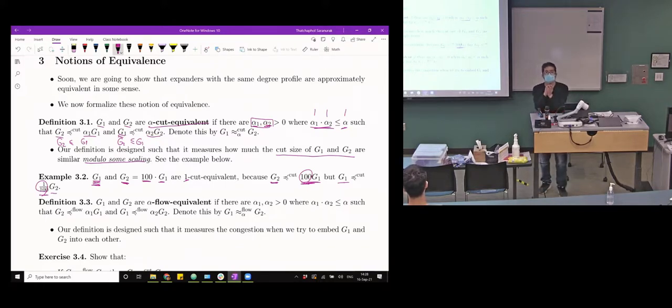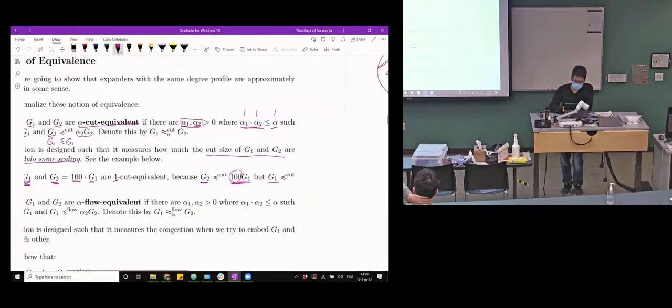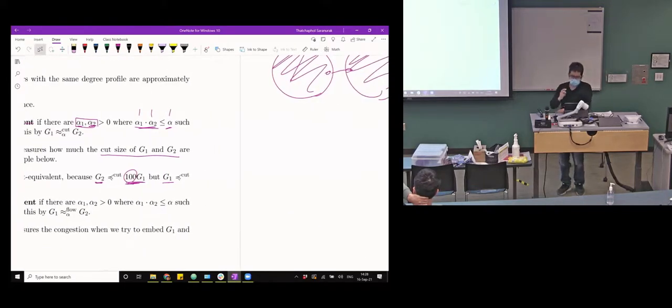Can't you just make one of the constants big enough and always get one? The two graphs are structured differently, and some cuts may differ. So let's look at an example.